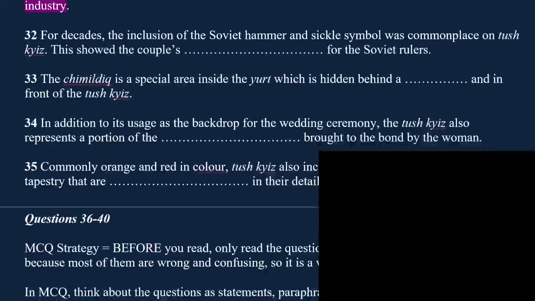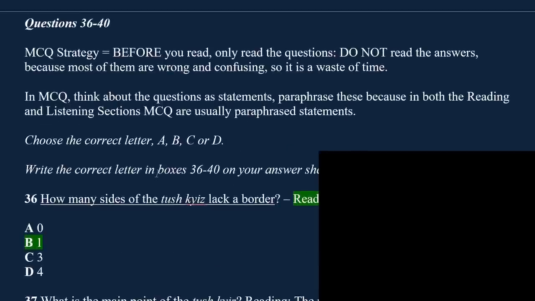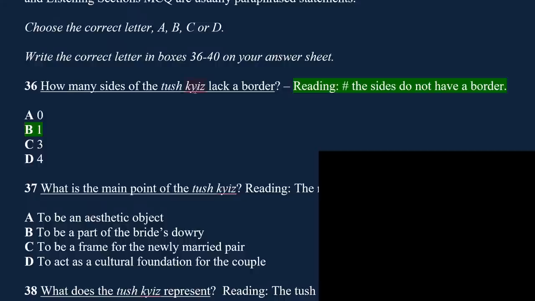Okay. Yes, that's what I need to do. Yeah. So you want to go back and read this sentence for me here. You'll see it in a couple of seconds. The one interesting aspect. One interesting aspect of the Tushkis is that the outer border traces only three of the four sides of the fabric, the bottom side is borderless. Okay. So the question here is, how many sides of the Tushkits lack a border, right? It's paraphrasing. So it's one, three, B.